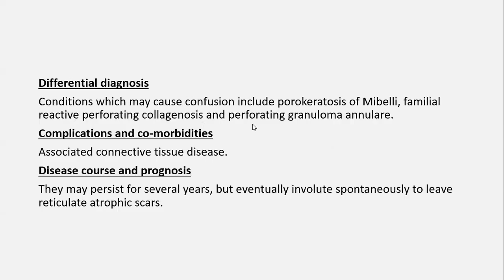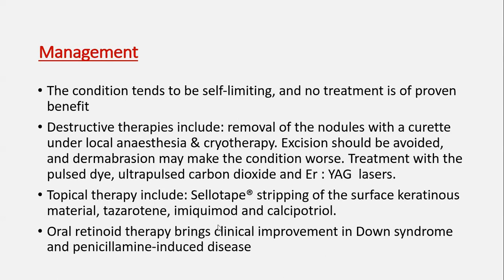The conditions which may cause confusion include porokeratosis of Mibelli, familial reactive perforating collagenosis, and perforating granuloma annulare, because they all have annular configuration. Then complications and comorbidities: they are associated with connective tissue disease, and the condition may persist for several years, but eventually involute spontaneously and leave reticulate atrophic scars. Management: the condition is self-limiting and no treatment is of proven benefit.